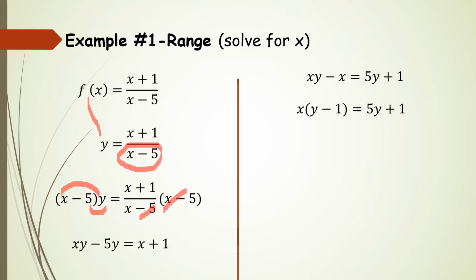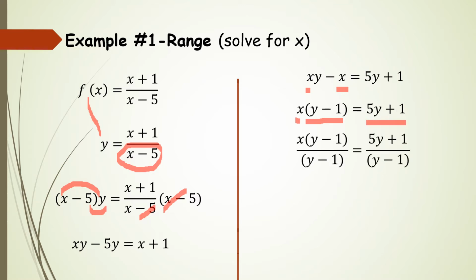Factor lang natin since pareha namang may x. We will get x times quantity y minus 1 is equal to 5y plus 1. Then we can divide both sides by y minus 1. So, cancel na to. Therefore, nasolve na natin ang x, which is equal to 5y plus 1 all over y minus 1.